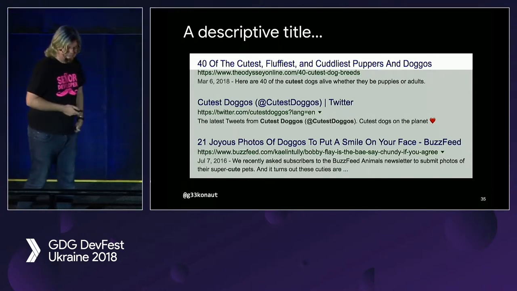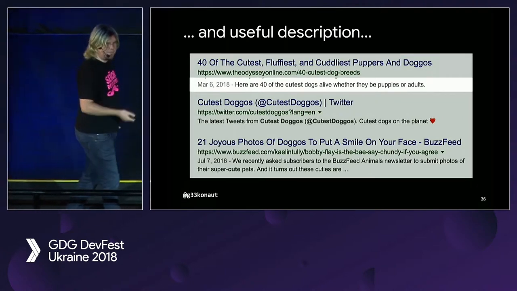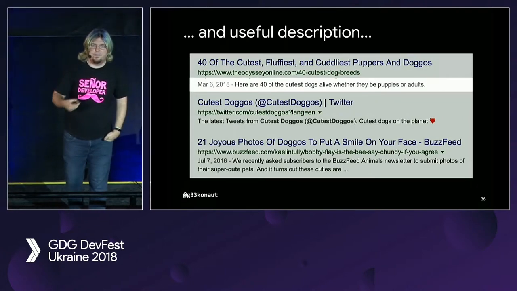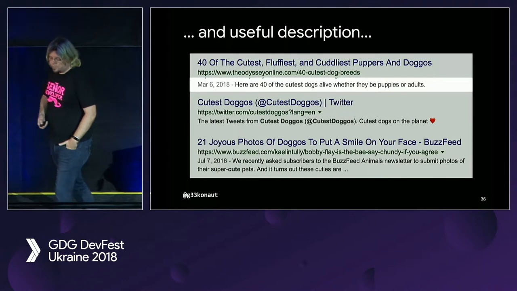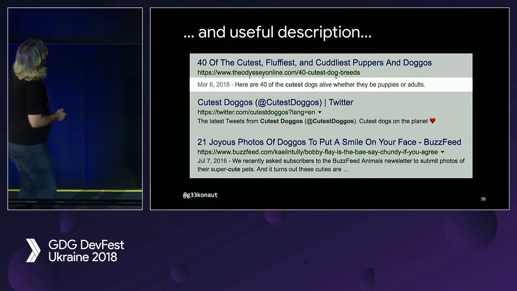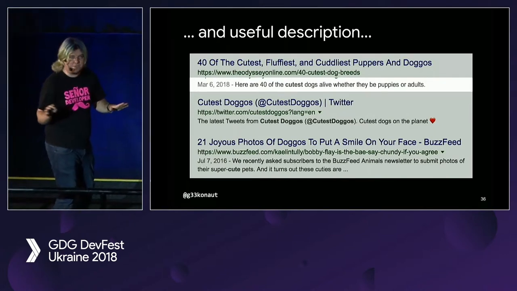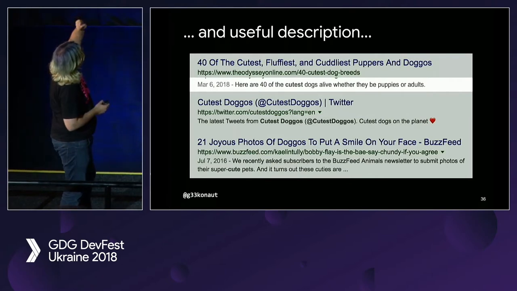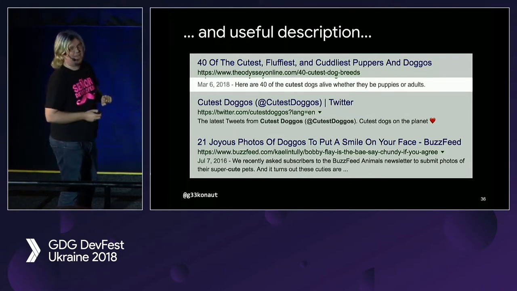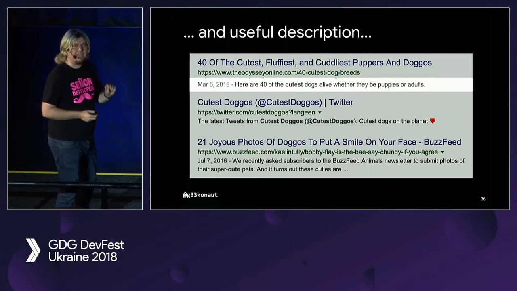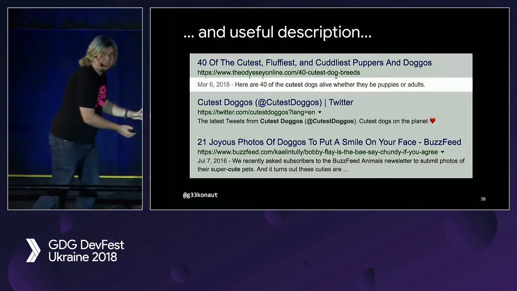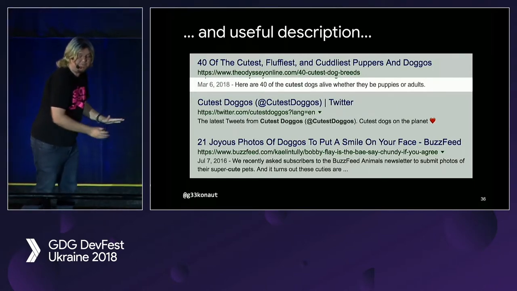I also get a little bit of an additional description on it. And I get a date that tells me when this information was found by Google. So I see, okay, there's not just any 40 dogs. There are 40 of the cutest dogs alive. Alive is important because that means I can probably meet them and pet them, which is fantastic.